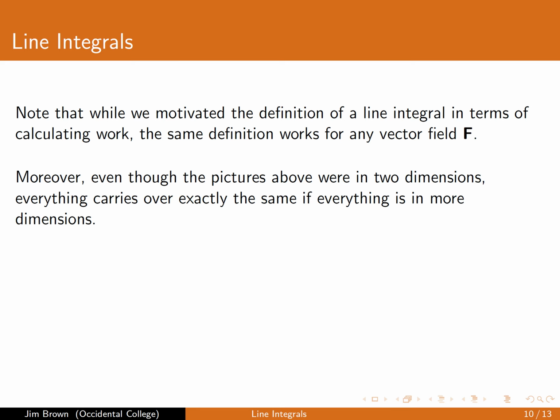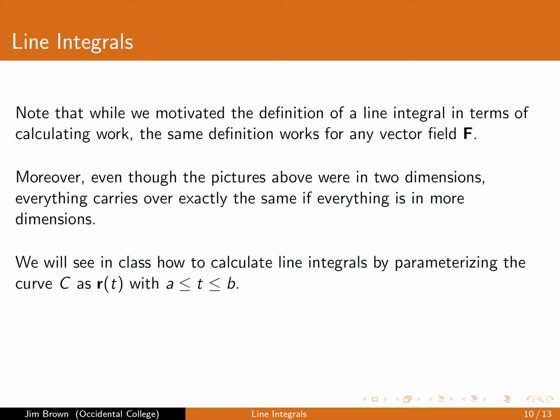And as I said before, even though our pictures were in 2 dimensions, all of this stuff works exactly the same if we have 3 or more dimensions. We wouldn't be able to draw a picture if it was more than 3 dimensions. We could draw pictures in 3 dimensions, they'd just be messier to look at. Or you could just pretend the pictures I gave were in 3 dimensions since I never put coordinate axes on the pictures.